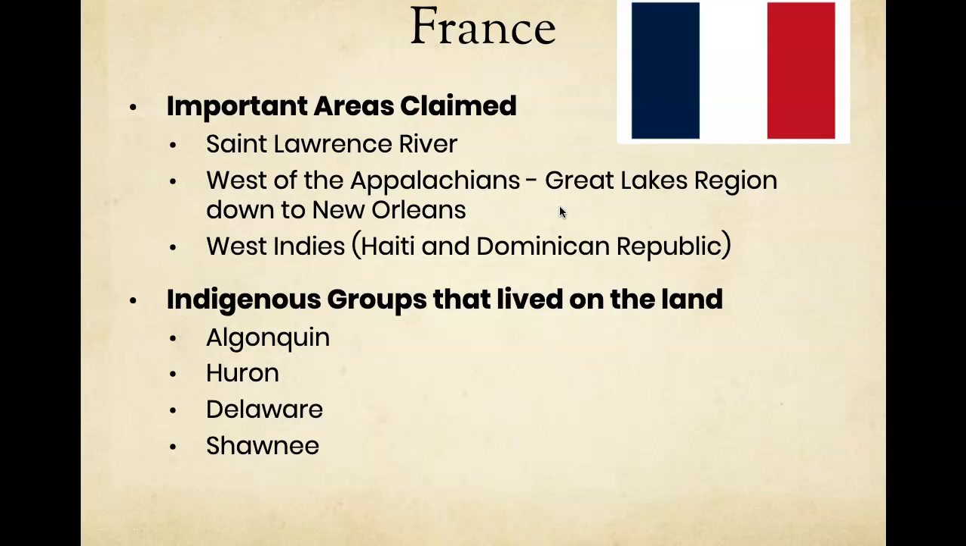Some important areas that were claimed by France were the St. Lawrence River, west of the Appalachian Mountains, so the Great Lakes region down to New Orleans. They also claimed Haiti and the Dominican Republic. So that's the island in the Caribbean that is split in half. Haiti is on one side and the Dominican Republic's on the other. Some indigenous groups that lived on the land that France conquered were the Algonquin, the Huron, the Delaware, and the Shawnee. And tomorrow in class, you're going to read about how all of those indigenous groups interacted with the French.